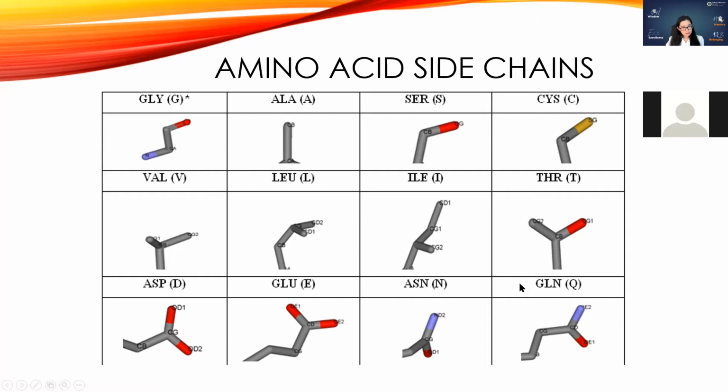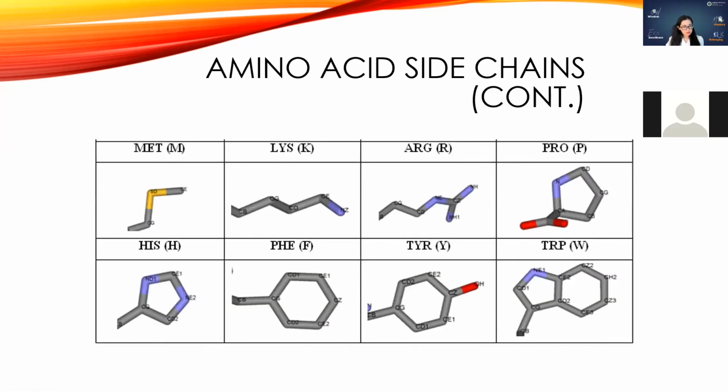Asparagine and glutamine, with one-letter codes N and Q, have one positive and one negative, so they are polar uncharged. So they have blue and red. This is polar and uncharged. These ones are polar, they can dissolve in water, but there are no charge characters.